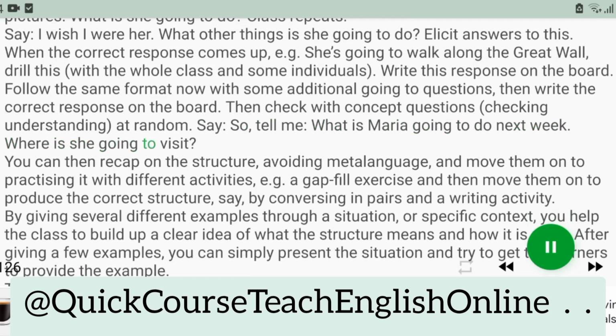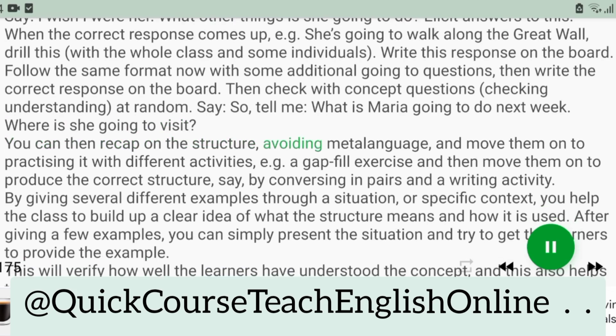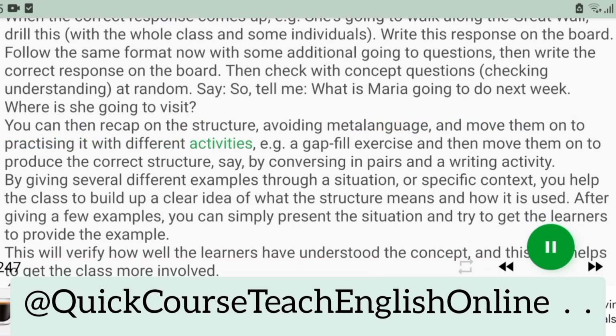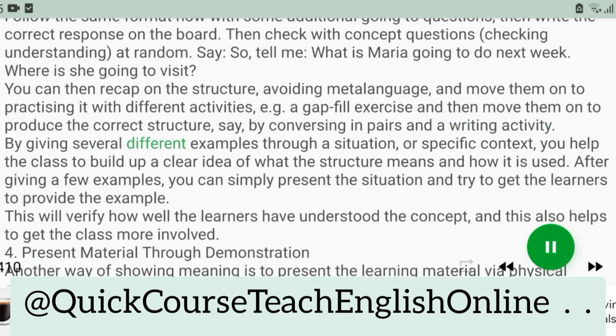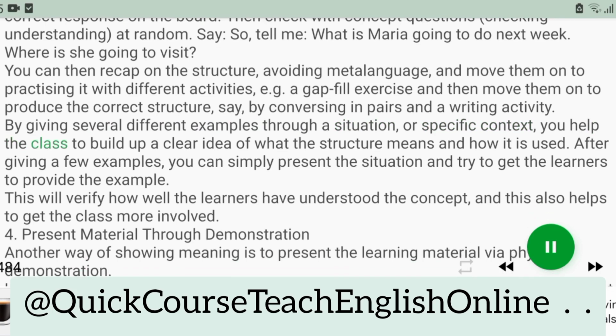Where is she going to visit? You can then recap on the structure, avoiding metalanguage, and move them on to practicing it with different activities, e.g. a gap fill exercise, and then move them on to produce the correct structure, say, by conversing in pairs or in a writing activity. By giving several different examples through a situation, or specific context, you help the class to build up a clear idea of what the structure means and how it is used.